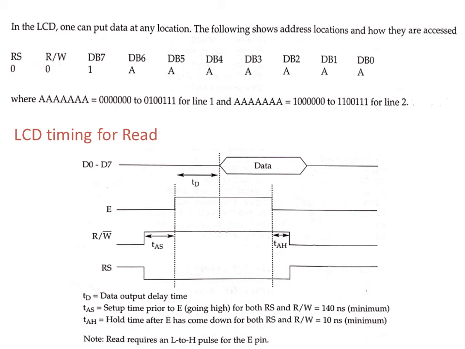And here TD is nothing but the data output delay time, and TAS is nothing but the setup time prior to E, and its value is 140 nanoseconds minimum, and TAH is nothing but the hold time after E has come down for both RS and R/W, and its value is 10 nanoseconds minimum.